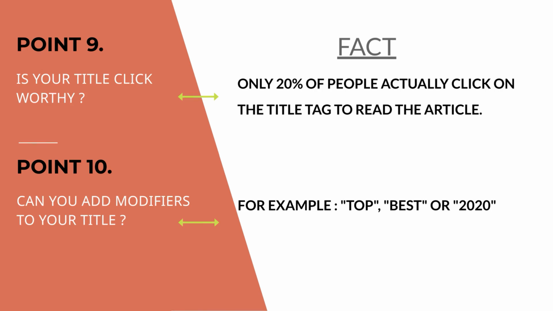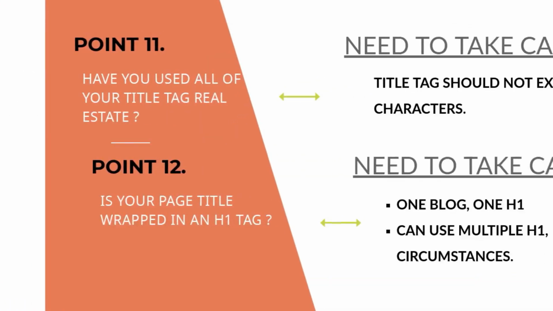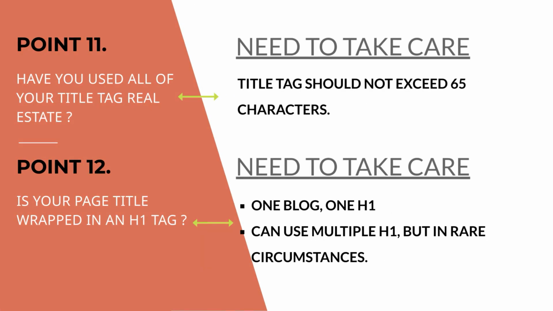Point 10. Can you add modifiers to your title? You can use catchy words like best, top, or numbers like year 2020 to rank on more organic long-tail keywords. Point 11. Have you used all of your title tag real estate? Your title tag should not exceed 65 characters. So, you should take full advantage of this character real estate.